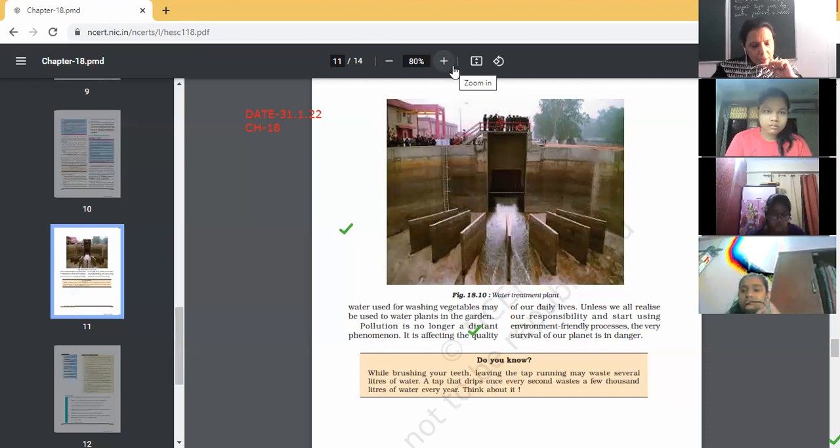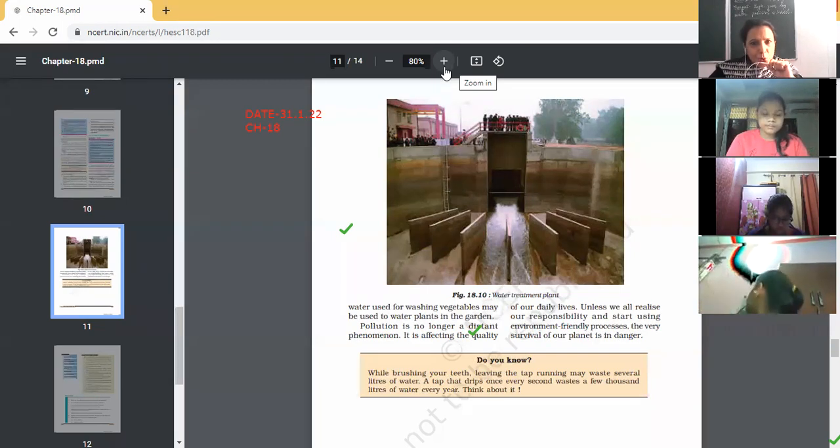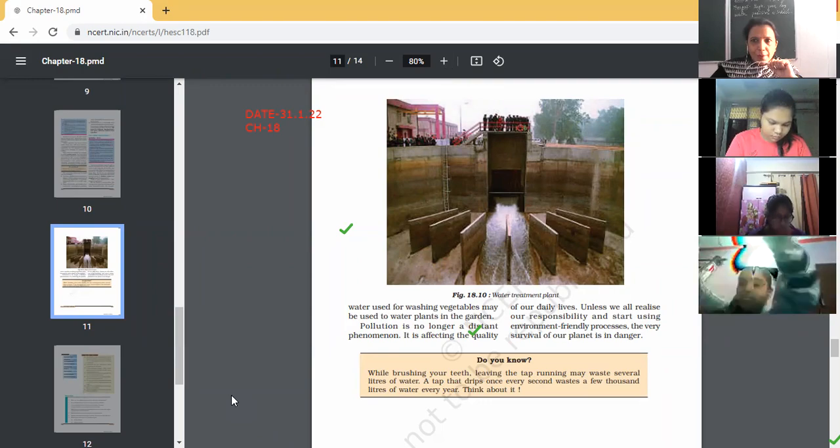Use a bucket and mug for bathing instead of your showers. So these are a few precautions to be kept in mind. So we should not waste the water. So children, this was your chapter. Rest, the back exercise we will take tomorrow, okay, in the next class.